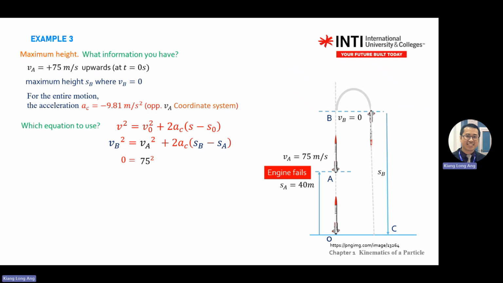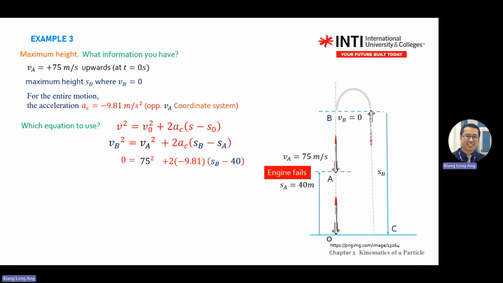VA, you know, is 75. And acceleration, again, is minus 9.81 because acceleration is a vector pointing down. Your object, in this case, your particle, is moving out, so you use negative. Then SB, you don't know.